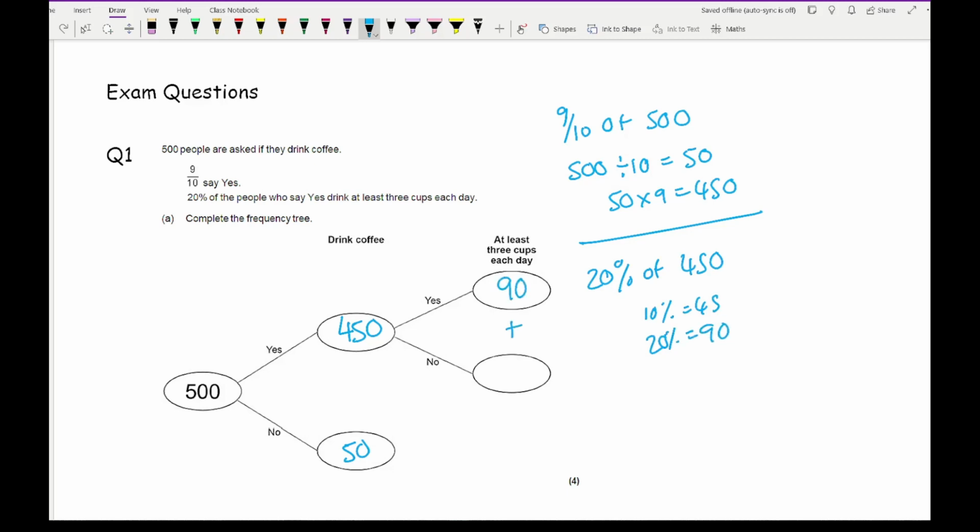Then what plus 90 gives you 450? Well, that's going to be 360. And there I've completed my tree diagram. Now one thing you should note is that this question is worth 4 marks, in which I'd get 1 mark for each of these correct numbers that I filled into my frequency tree.